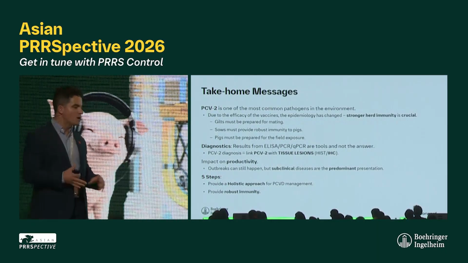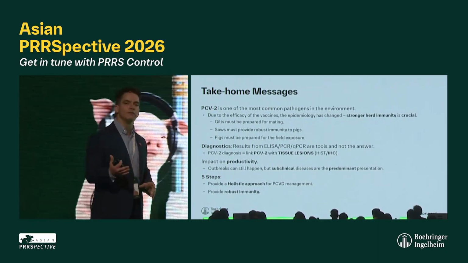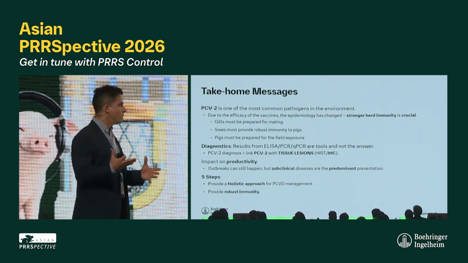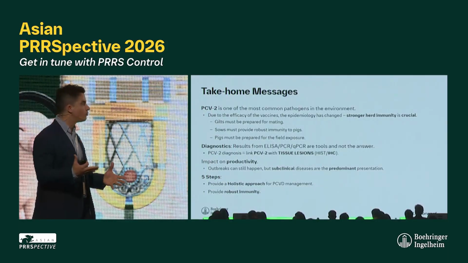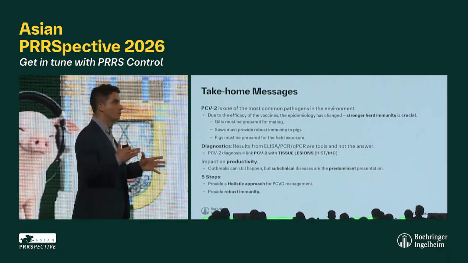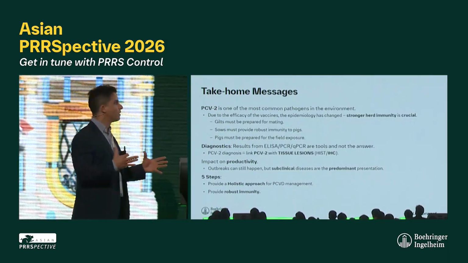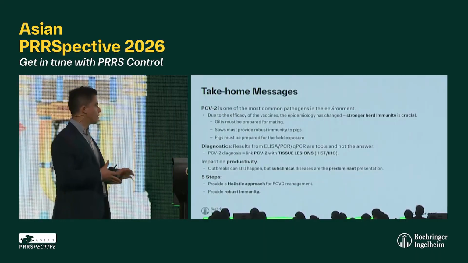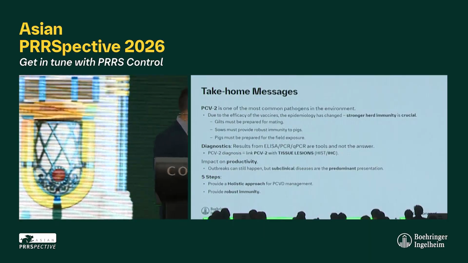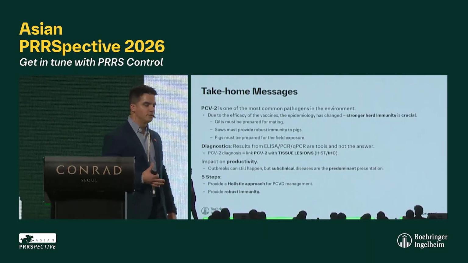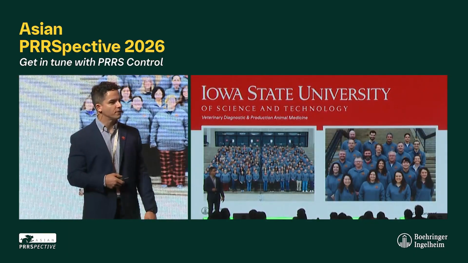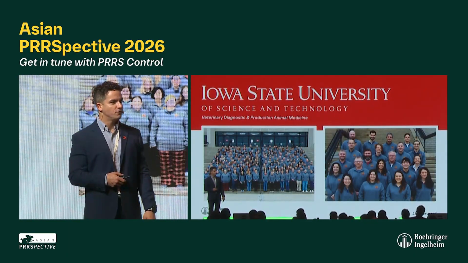In terms of diagnostics, it's important to combine the different tools that we have to make sure that we understand whether PCV2 is really causing an issue, and also make sure that we control all of the issues that could be contributing to PCV2 expressing itself. And the 5-step approach here would provide a holistic approach for PCV2 management, providing robust immunity for the control of PCV2-associated diseases. With that, thank you again, and be ready for questions at the end.